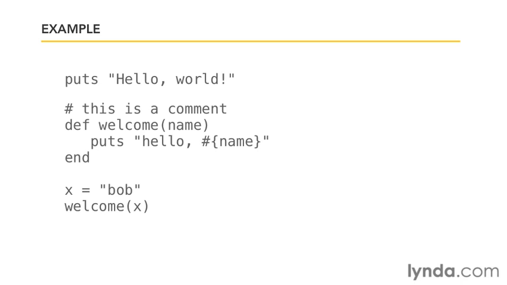And then below it, I say x equals Bob. This is how I'd create a variable, which is a string. And then I just call this function or method, saying welcome and passing in x. Again, don't worry about memorizing syntax. The idea here is that you're just looking at the overall structure. Ruby is a fairly compact, it's a fairly clean language to get started with.